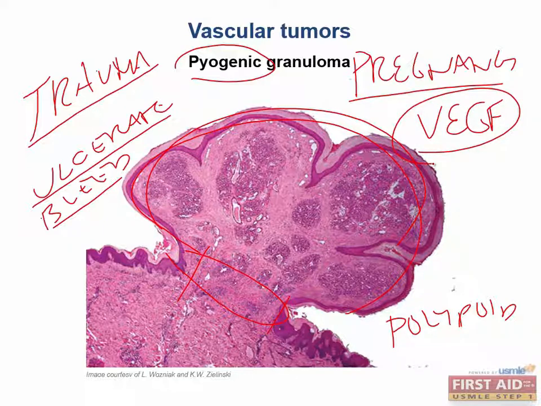So this continual damage leads to continual healing attempts, and eventually these things will form a ton of granulation tissue, hence the name granuloma. It is important to note that there is no actual granuloma. There's only granulation tissue present on pathologic specimens.